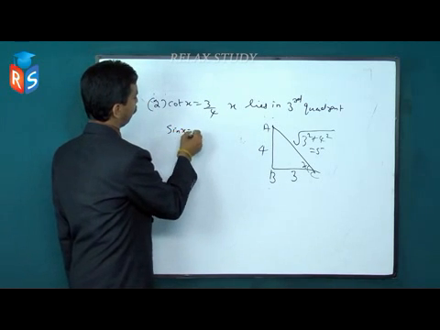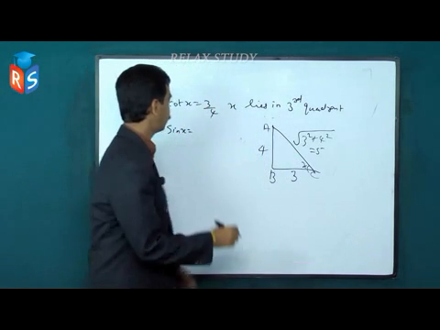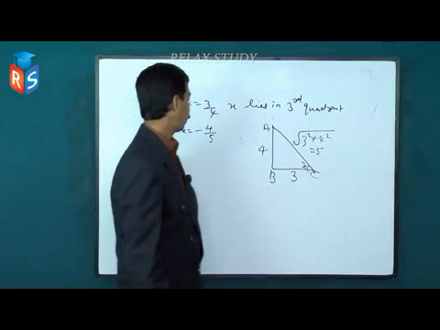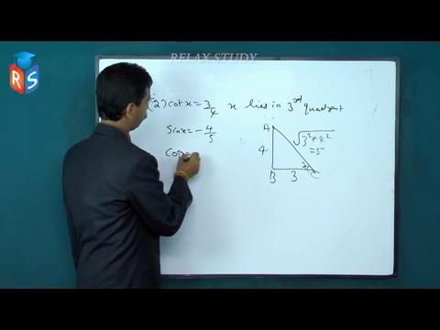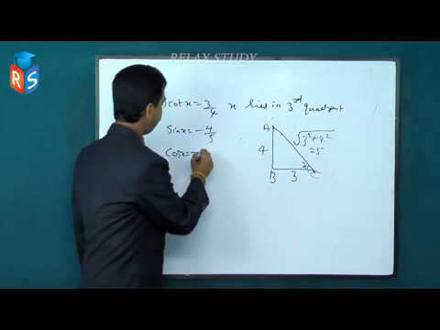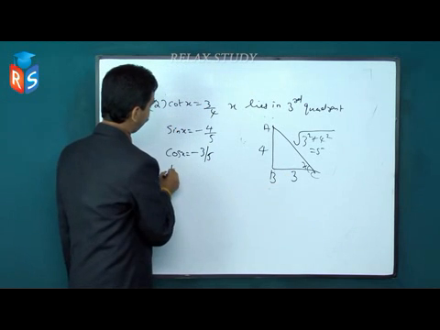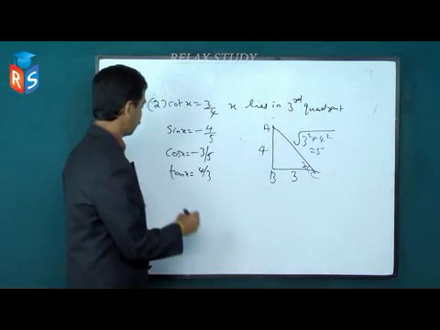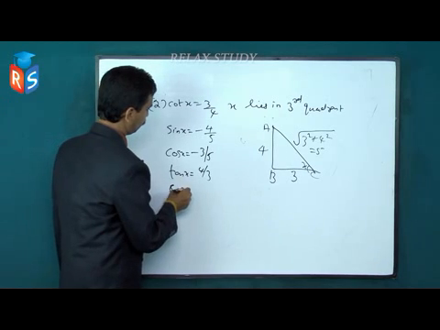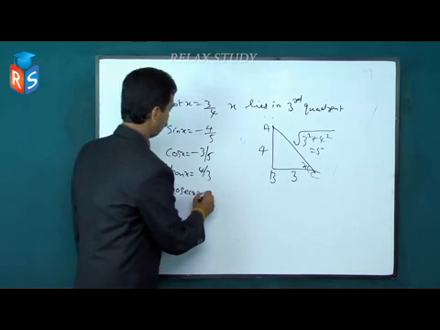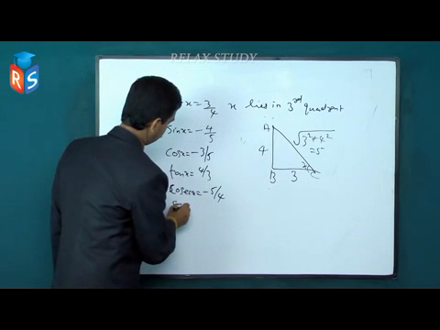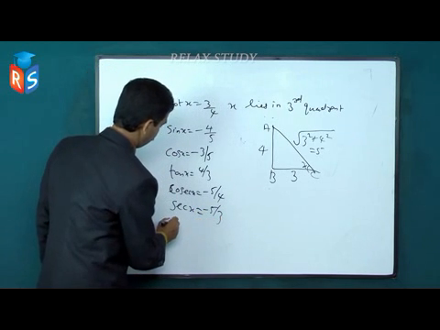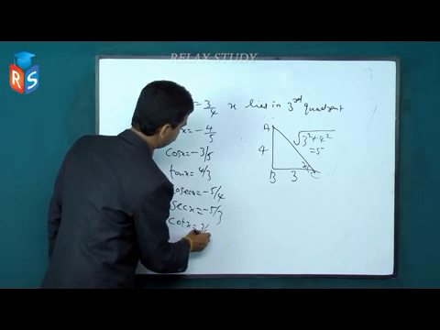Sin x equals opposite side by hypotenuse, minus 4 by 5, because x lies in the third quadrant. Cos x equals adjacent side by hypotenuse. Tan x equals the reciprocal of cot x, 4 by 3. It is positive because x lies in the third quadrant. Then cosec x is the reciprocal of sin x, minus 5 by 4. Sec x is the reciprocal of cos x, minus 5 by 3. Cot x is given, that is 3 by 4.